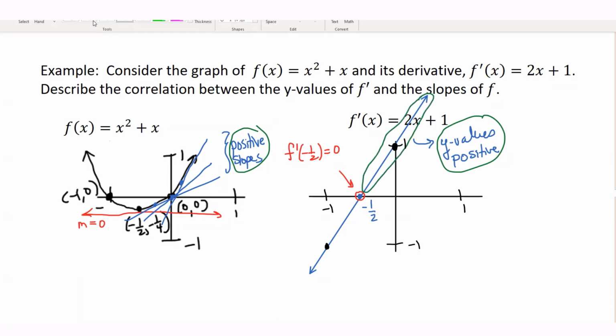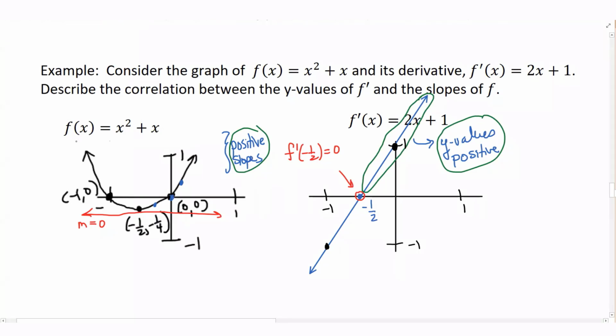Now on the left side, what kinds of slopes do we have? Here's a tangent line. They're all going to look something like this, right? The function is decreasing, so we have all negative slopes. And then look over here to the left of negative 1/2. This graph has all negative y values.